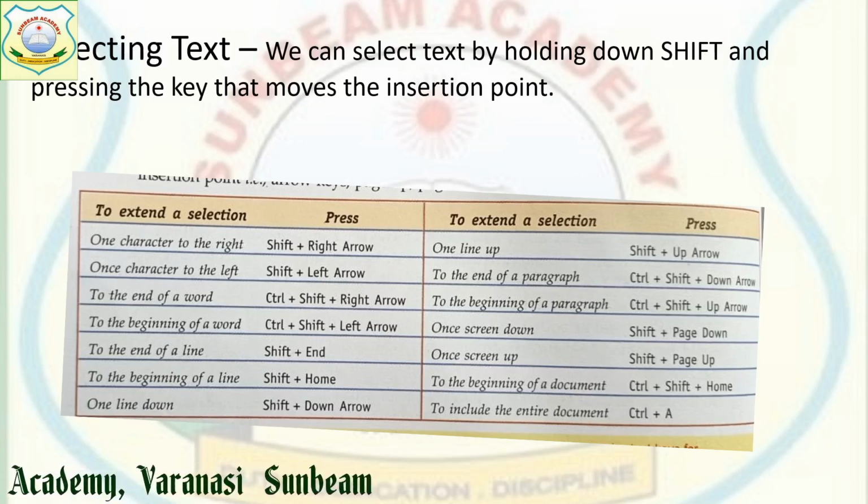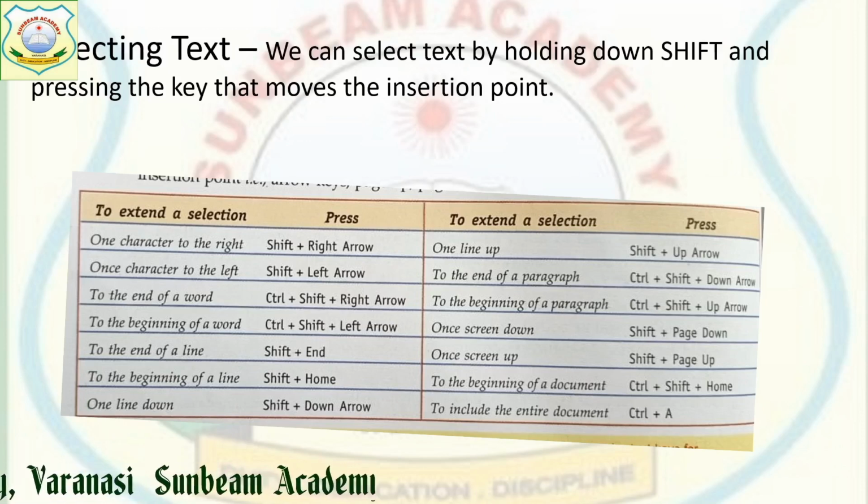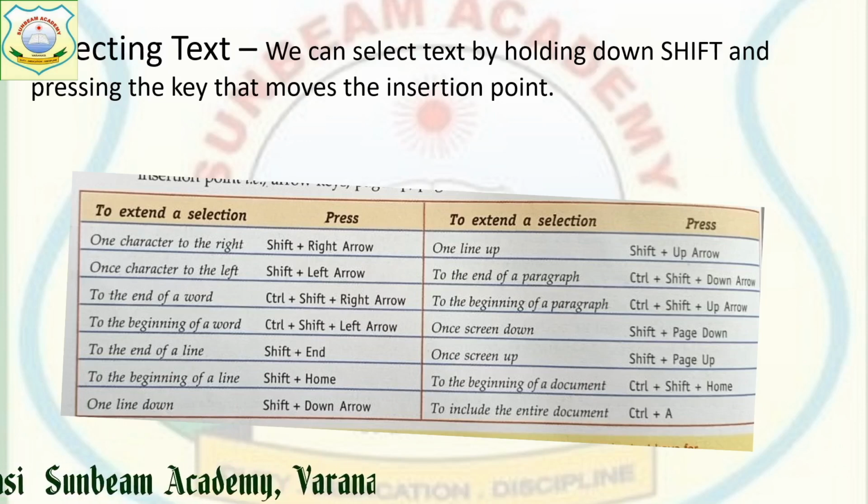Suppose you want to select a complete word from start to end, then you have to use Control Shift and right arrow key. Wherever your cursor is, from there the first word will be selected. If you again press Control Shift right arrow key, the next word will be selected. Likewise, if you use Control Shift with the left arrow key, it will select the previous words word wise.